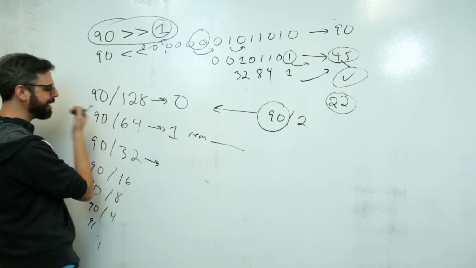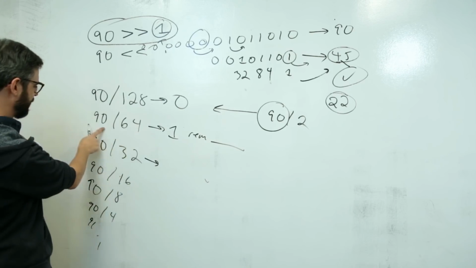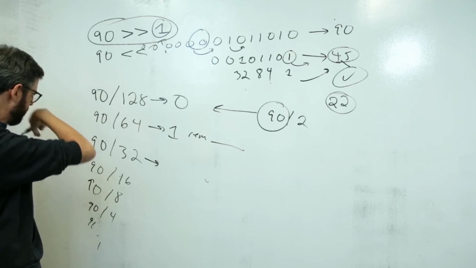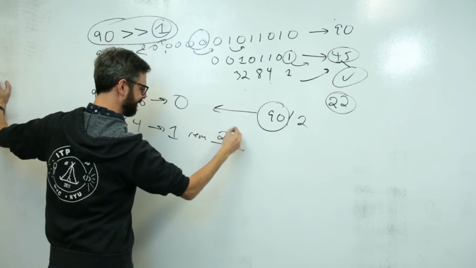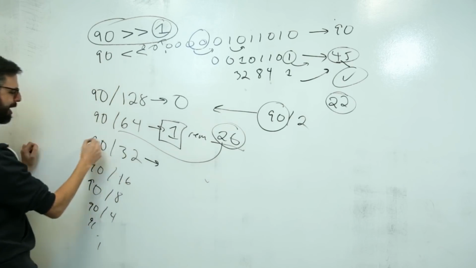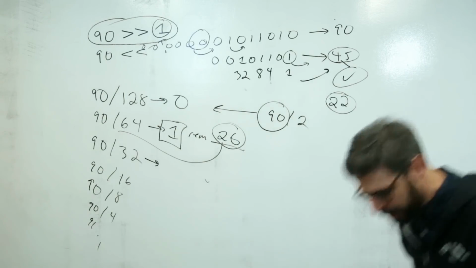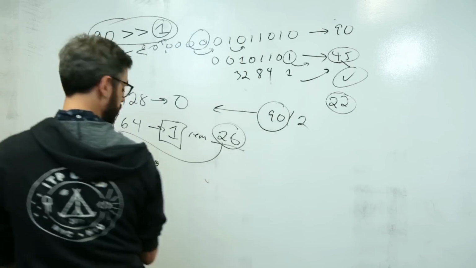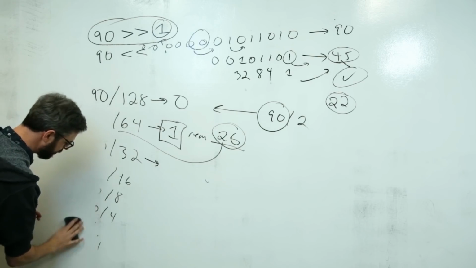What do I get when I say 90 divided by 128? I get a 0. 90 divided by 64, I get a 1, remainder something. 90 divided by 32, oh, here's the thing. What's the remainder? Oh, okay, the remainder here is 26. So this bit is going to be a 1, and now I take that, I don't do 90 divided by 32. What am I thinking here? This is not what I meant to do. Something fell over. So let's get rid of this 90 here.